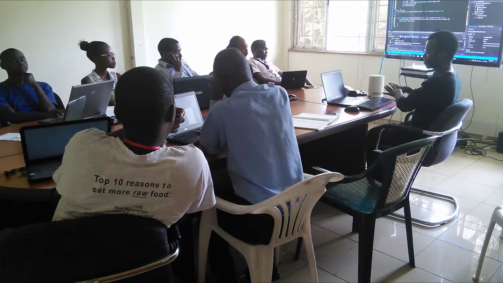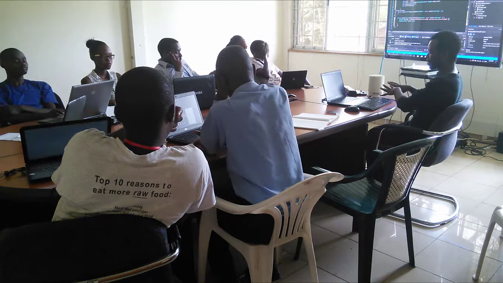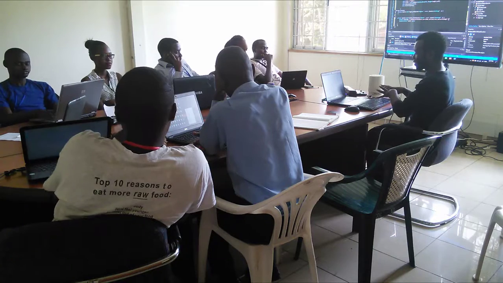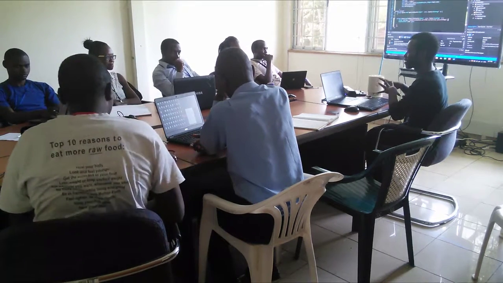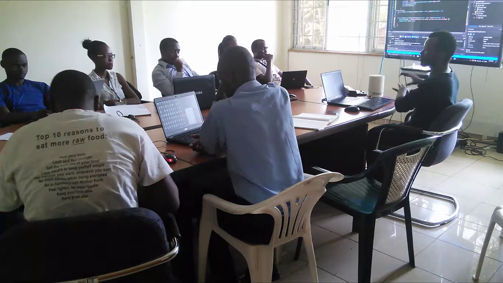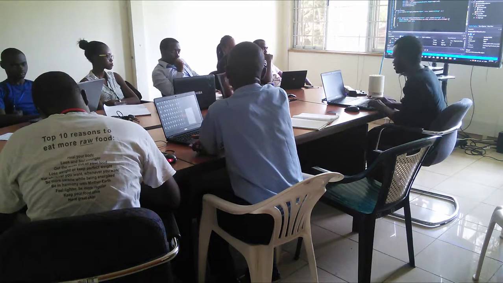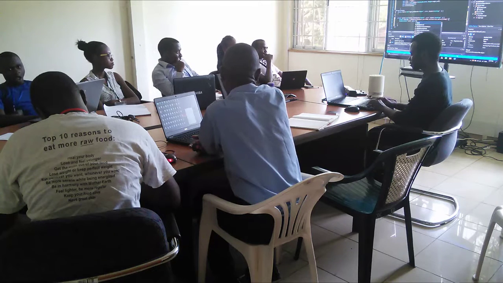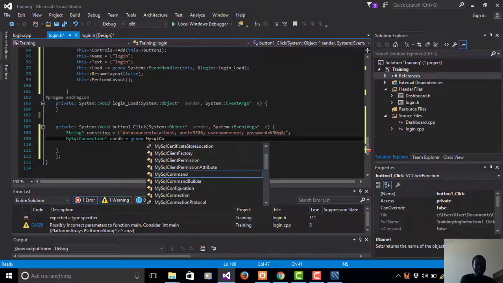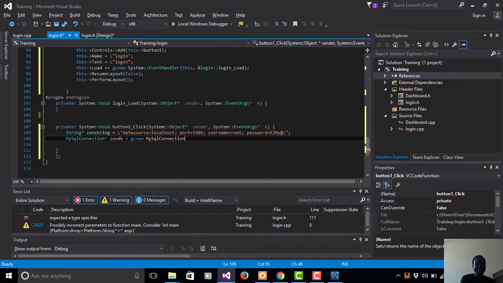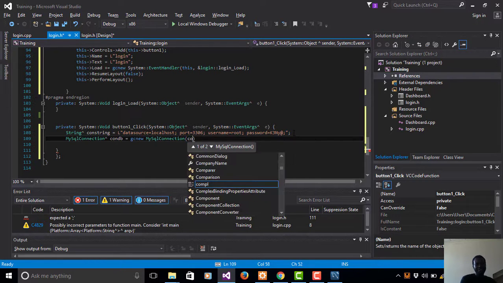So gc new is just a way of managing memory. This is now a managed system. You don't have to manually manage the memory. That is, if you create a connection, you don't have to close it because the system will close it. So we have gc new MySQL connection, right? And then we're going to pass in our connection string.